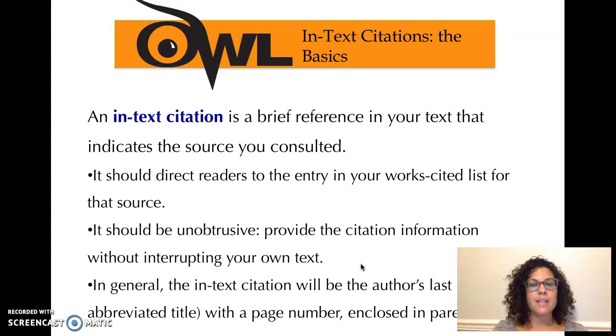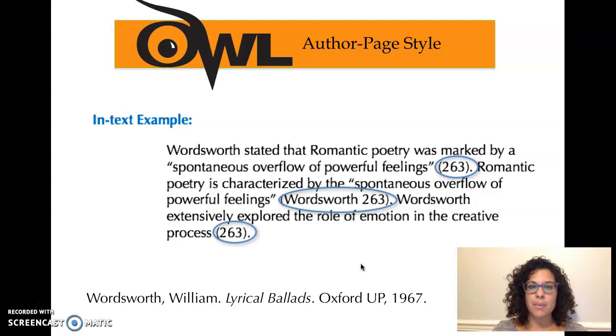If you don't have an author's last name, you use the article name, which is in quotation marks. So here we have an example. We have the author Wordsworth: "stated in romantic poetry, was marked by a spontaneous overflow of powerful feelings." This direct quotation is taken from page 263. Because the author's name is in the sentence, it does not need to be in the parenthetical. We just need the page number. But notice this next sentence, which continues at the citation, "spontaneous overflow of powerful feelings," does not have the author's name in the sentence, so you must have it in the parenthetical. Wordsworth extensively explored the role of emotion in the creative process.